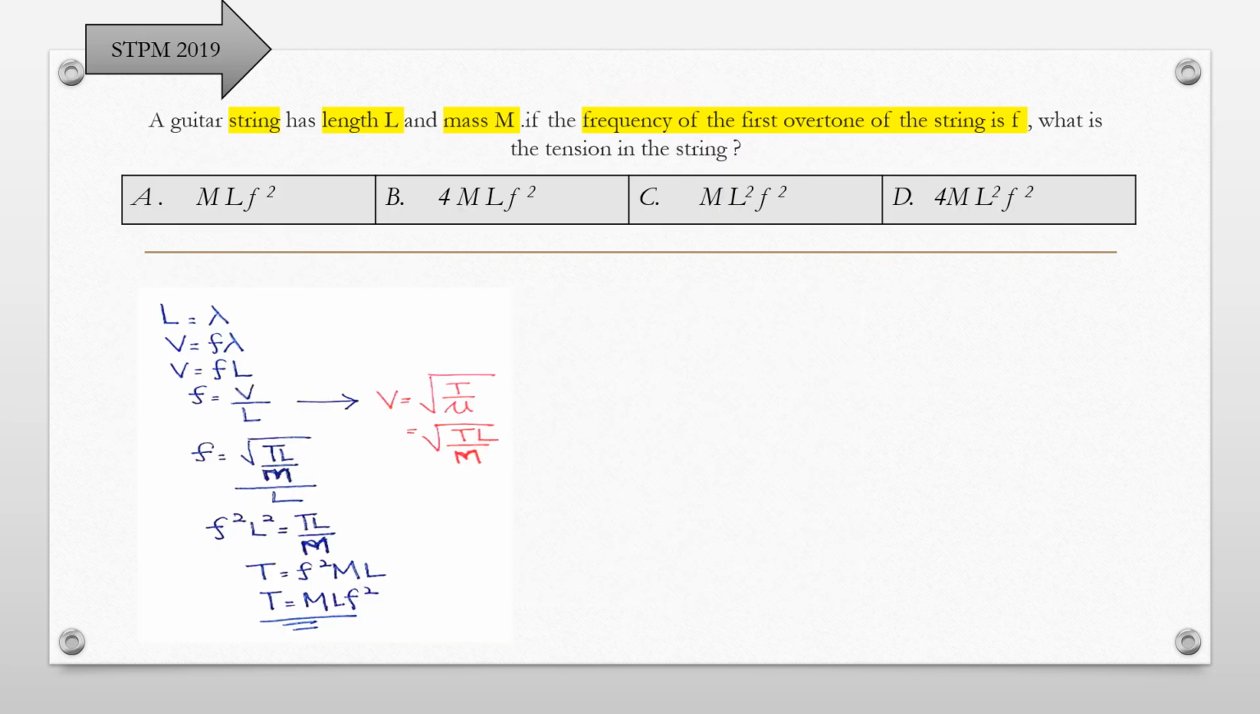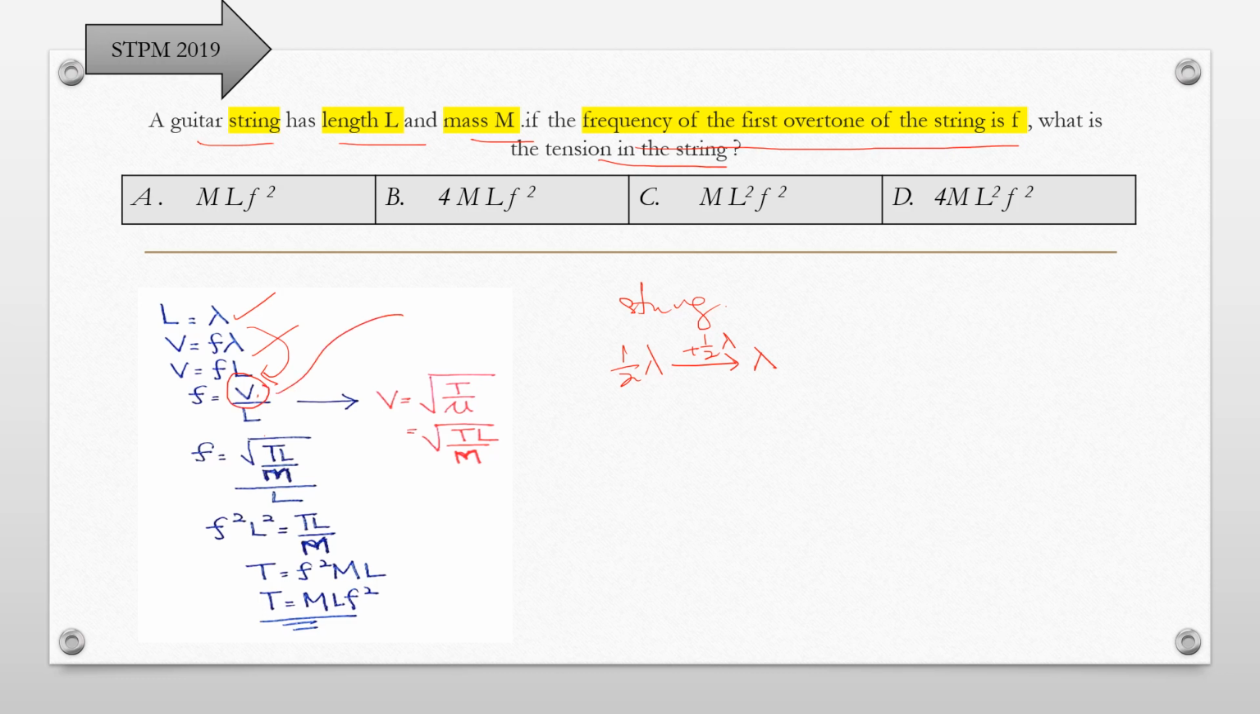Now let's look at this question again. A guitar string has a length L and a mass M. If the frequency of the first overtone of the string is f, what is the tension in the string? First is the concept of string. The basic fundamental mode is half lambda. Then to go to the first overtone will be lambda, correct or not? Because it adds another half lambda. So L equals lambda, v equals f lambda, and then you substitute inside here, you get f equals v over L.